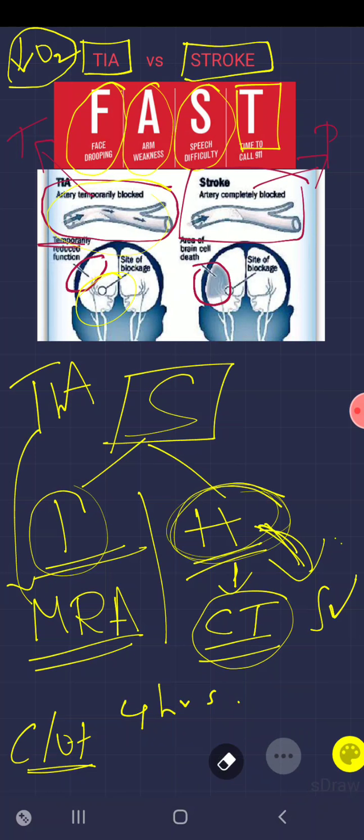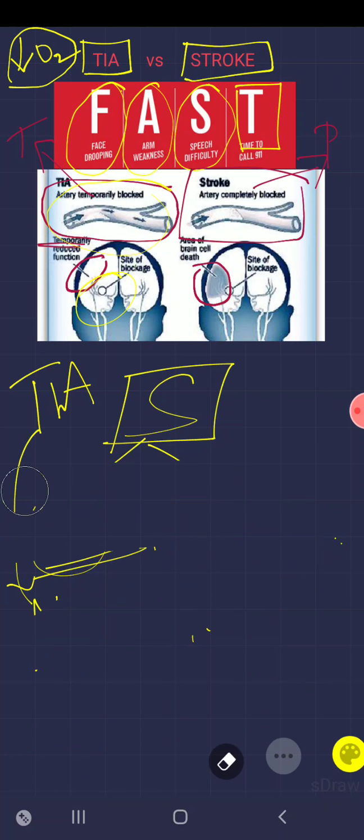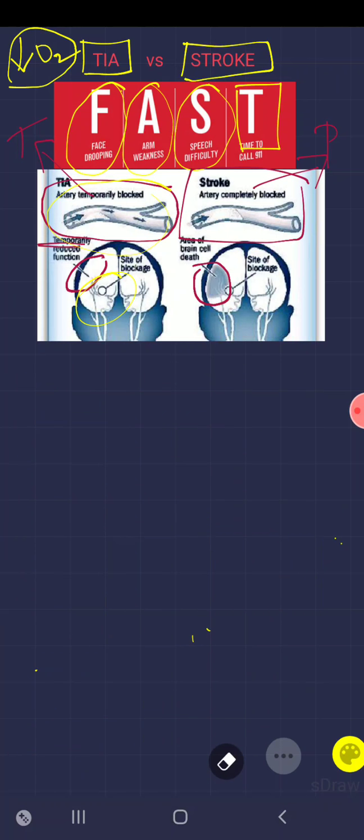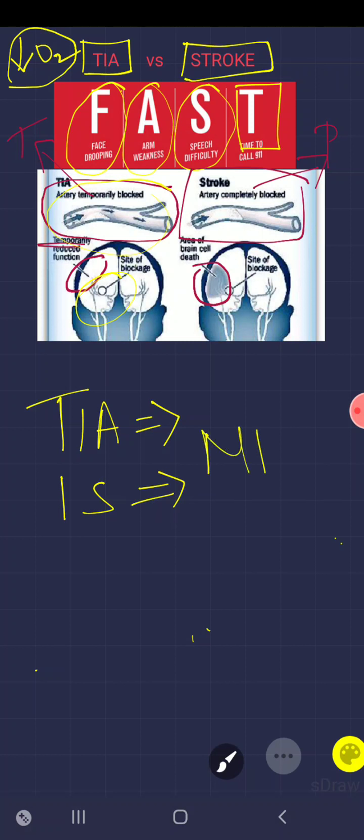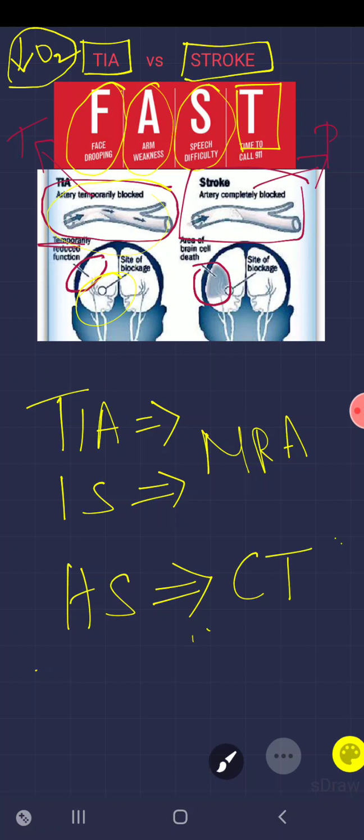To make it clear, I'll put a word. If you suspect TIA, or any ischemia, ischemic stroke or TIA, you could go for MR angiography. If you suspect hemorrhagic stroke, you have to rule it out through CT.